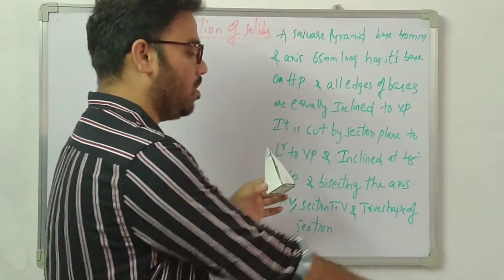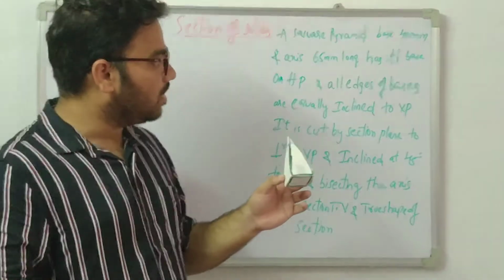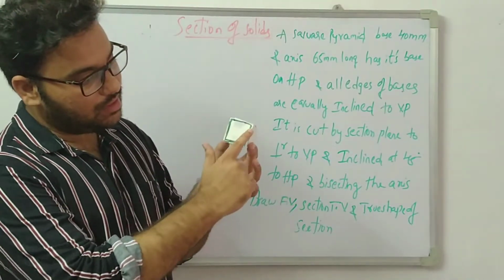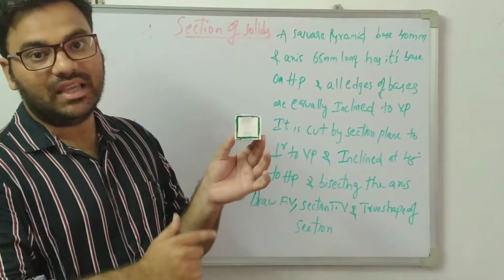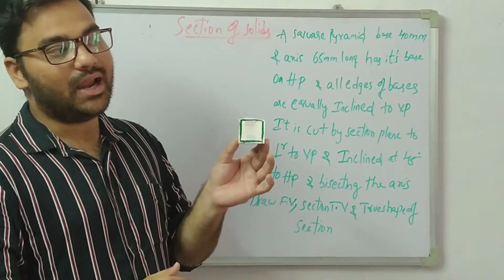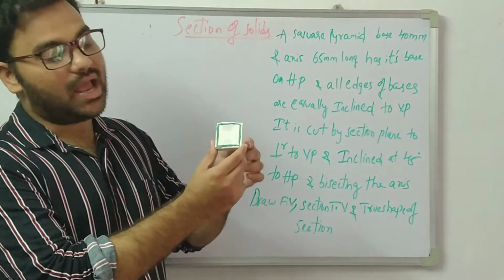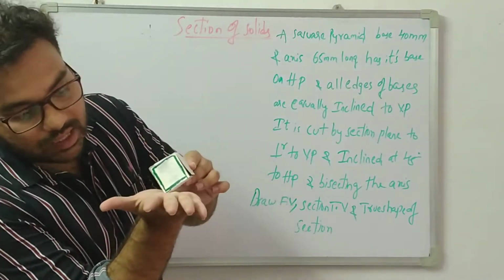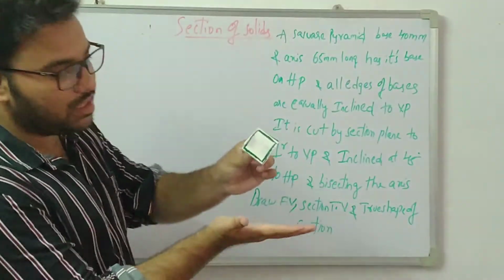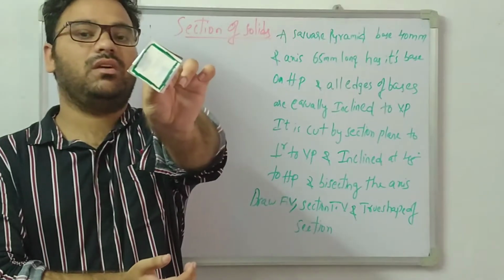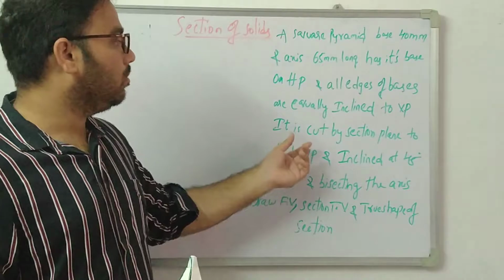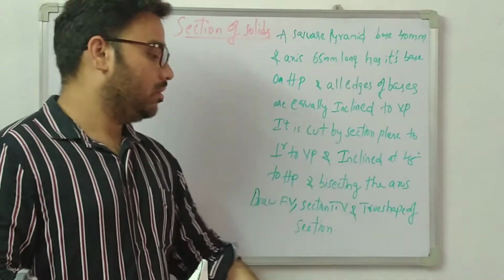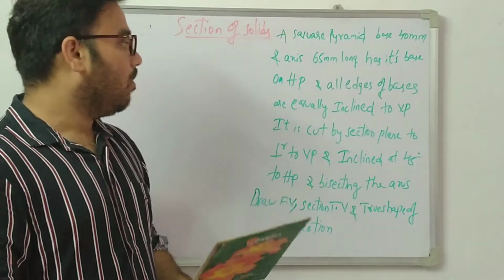In this problem, what is the condition he has given? All the base edges are equally inclined. Equally inclined means it is making an angle of 45 degrees. So this is the condition we are going to draw in the given problem. And the next step, we have to draw a cutting plane. Now what is the cutting plane?